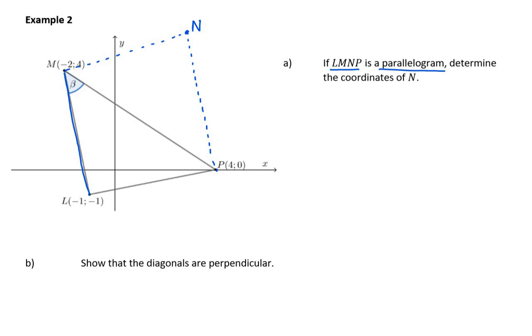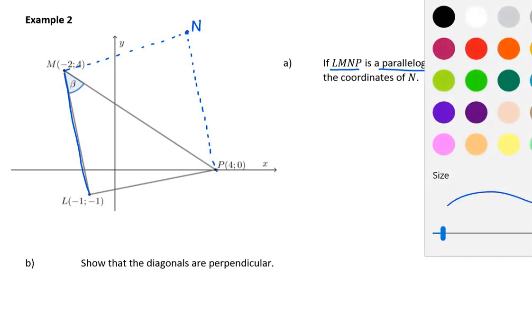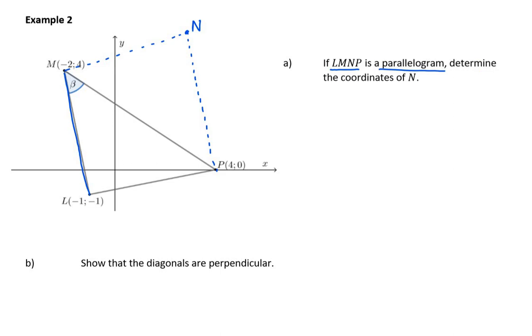Now, there's the easy way and the hard way to do this. I always use the shortcut, which I know I've discussed with you before. If I take, for example, L to P, I went across and I went up. I went across from negative 1 to 4, so I increased that by 5. I went up from negative 1 to 0, so I increased that by 1. Put a plus sign there. Now from M to N, I must do exactly the same translation because these opposite sides are equal and they're parallel. So I must increase my x coordinate by 5 and my y coordinate by 1.